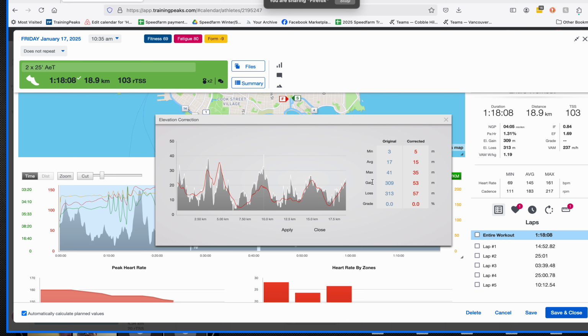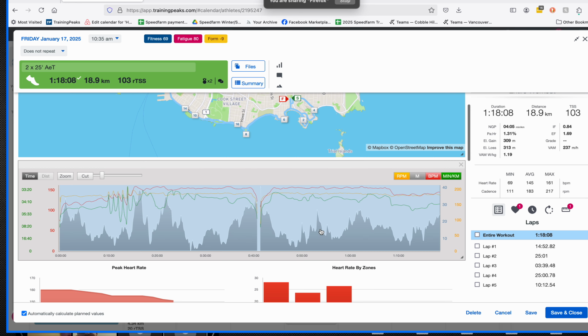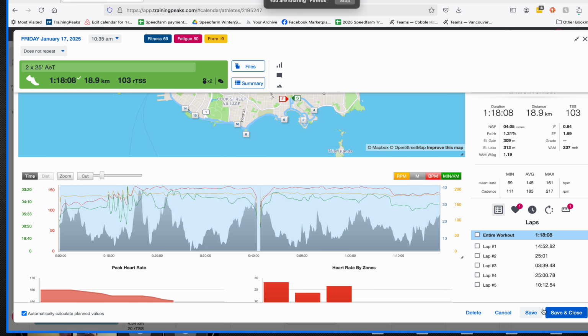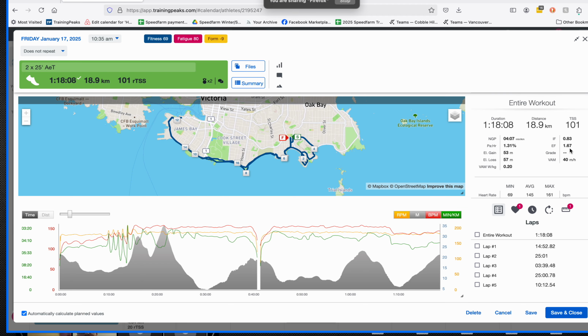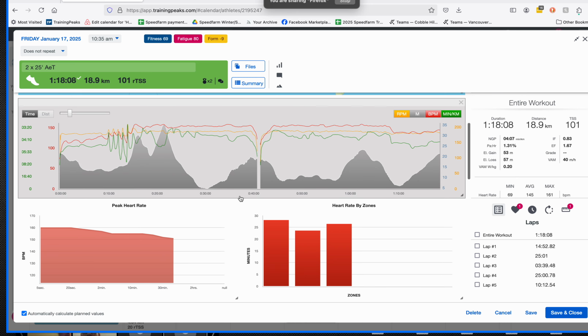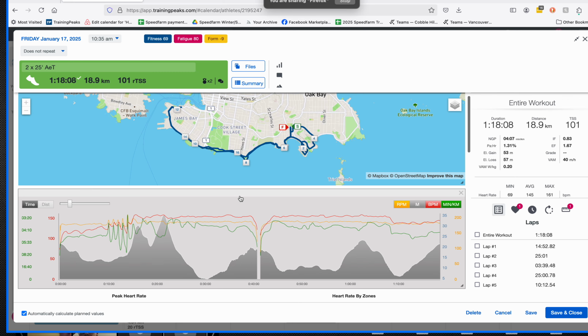So here I clicked on that, and you'll see Martin's watch said he had an elevation gain and loss of 300 meters. And actually it's 50, which is a better number. I click apply and close, and then if I save that, you'll see it cheated him of some EF because he was getting credit for running up and down 300 meters, which he actually didn't do. Any questions? That's sort of in a nutshell what you can look at in this summary section on each workout.